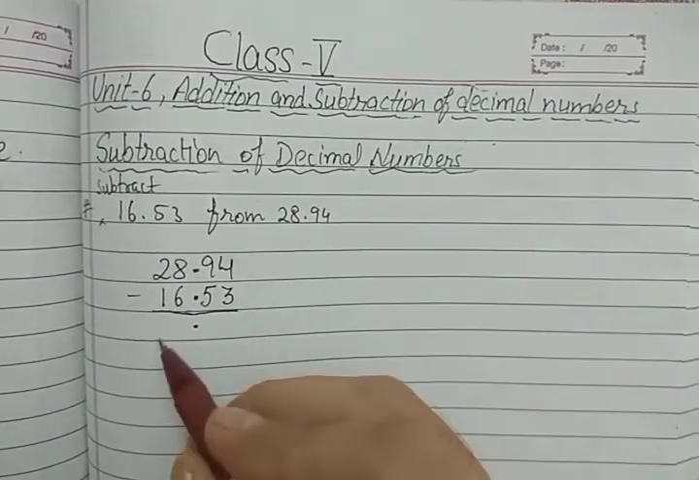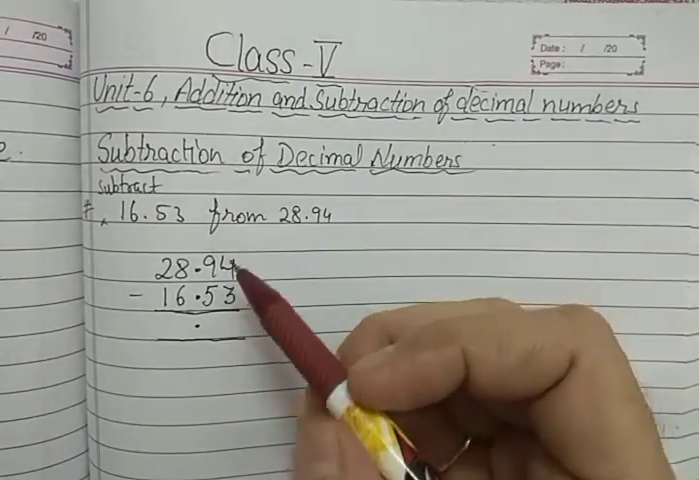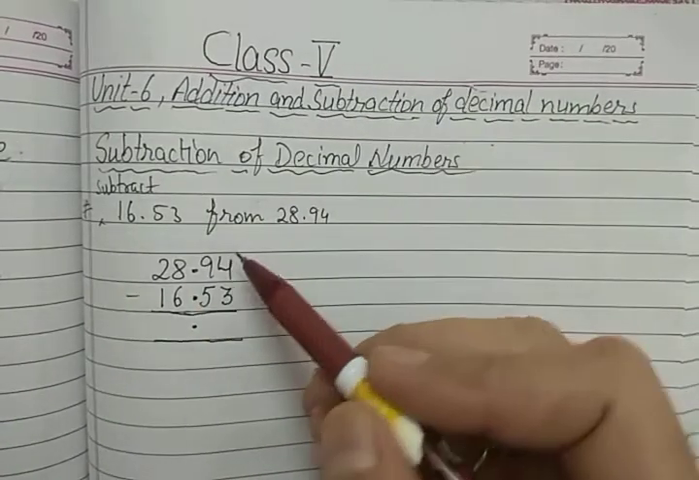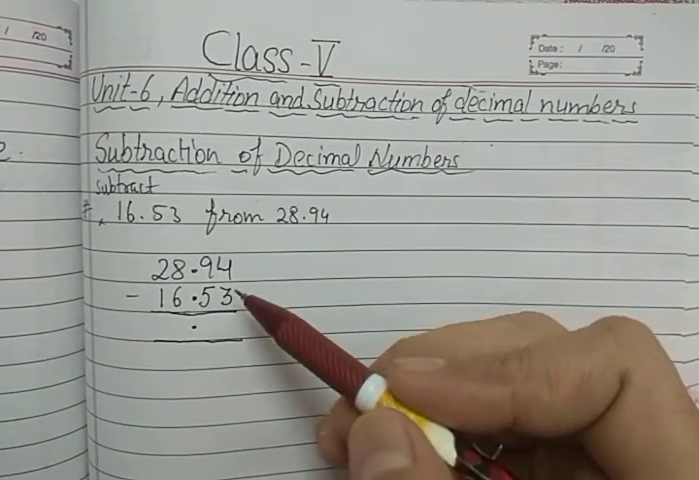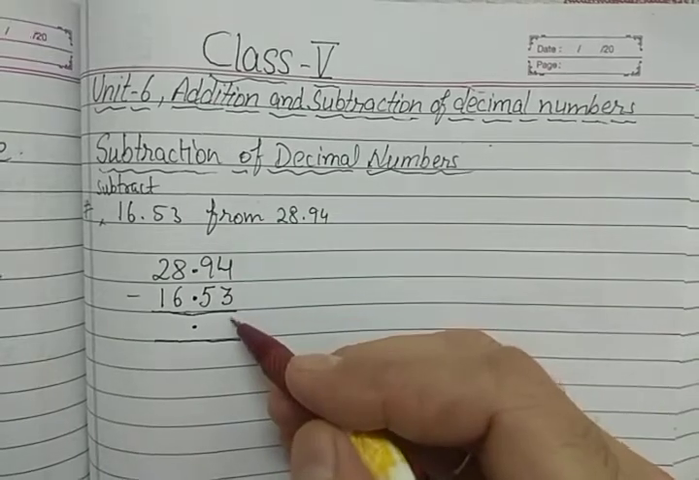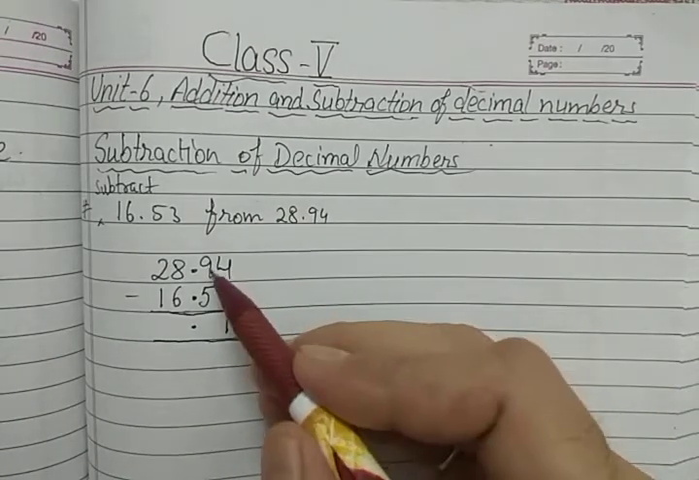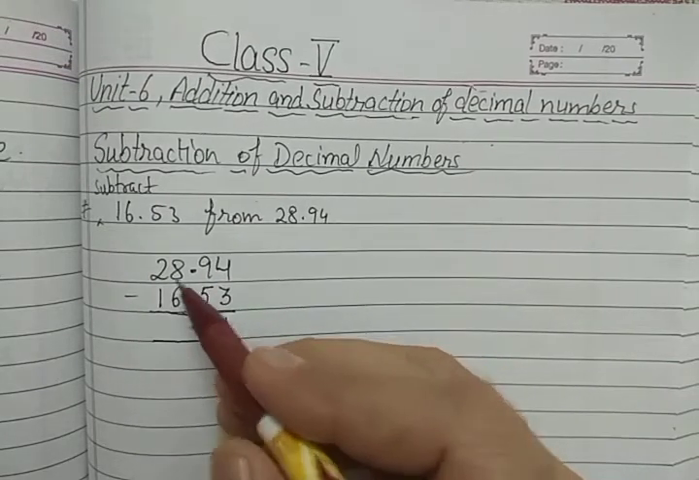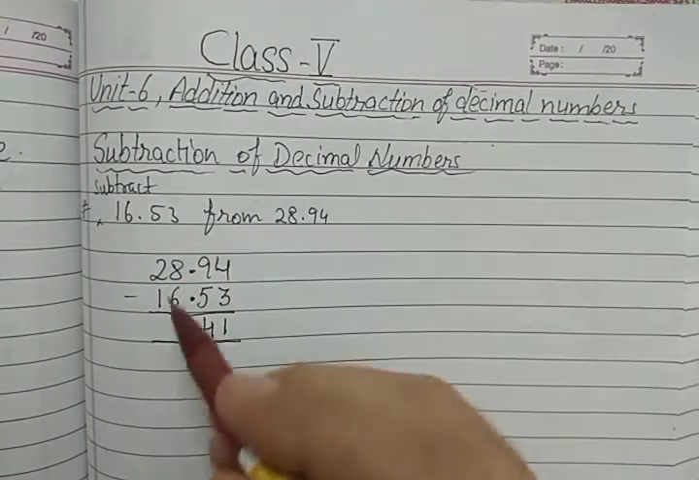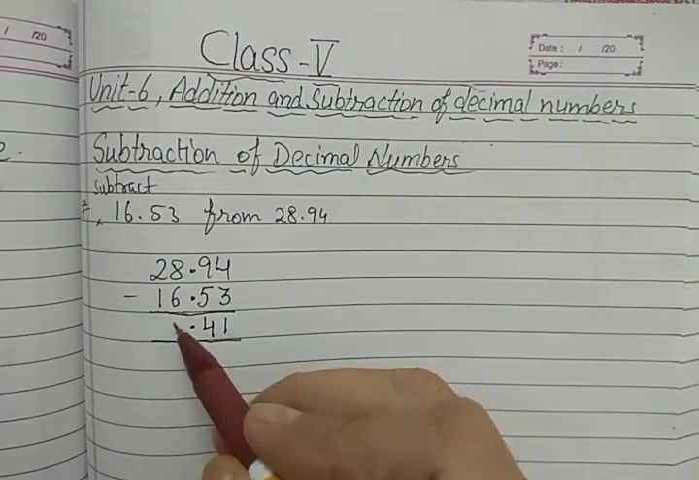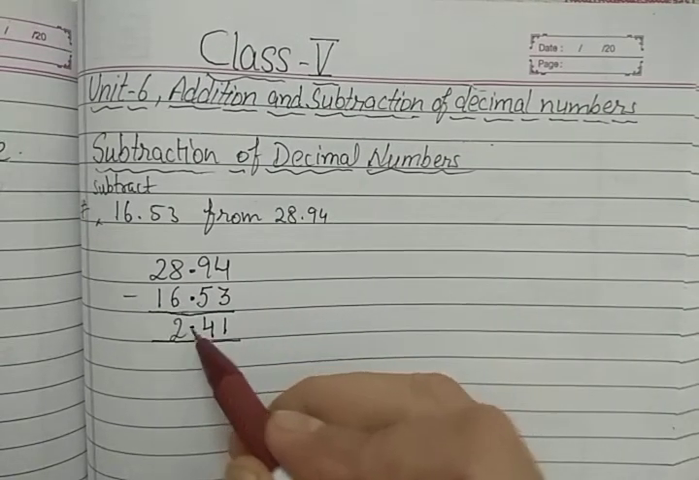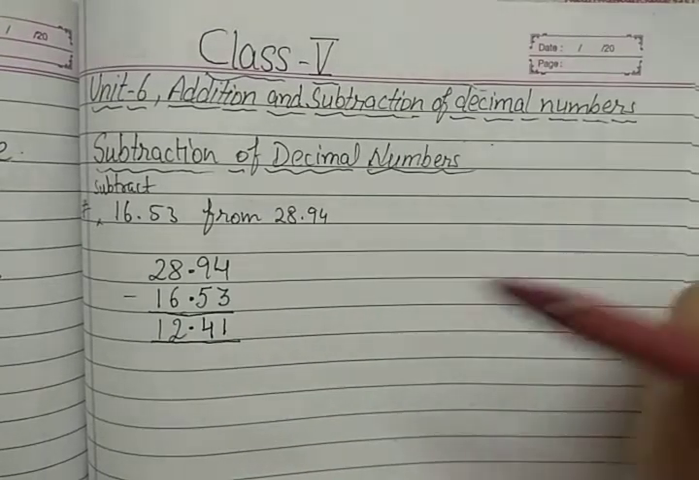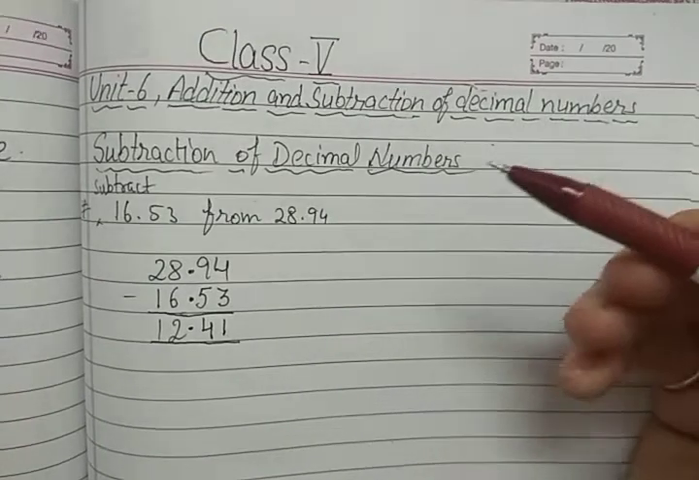Now start subtracting. We have to subtract in the same way, ignoring the decimal, just like we do with carry and borrow. So 4 is greater than 3, so there is no need to borrow. 4 minus 3 is 1. 9 is again greater than 5, so again there is no need to borrow. So 9 minus 5 is 4. Then here 8 is greater than 6, again no need to borrow. So 8 minus 6 is 2 and 2 minus 1 is 1. So this is a direct question and you can easily subtract it.